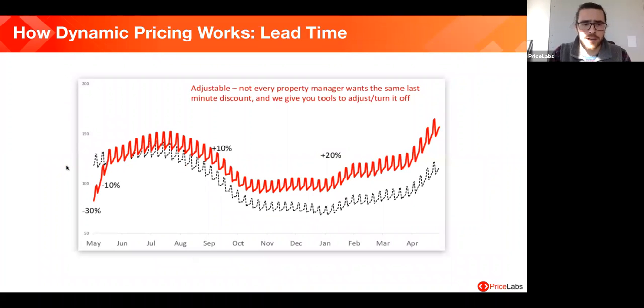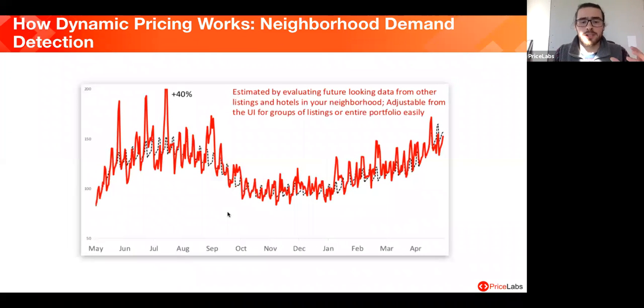Third, looking at different lead time trends. So what last minute discounts or far out premiums should be applied. And then finally, using neighborhood demand detection to really pinpoint those high demand dates in your market, where more people are booking in your specific location, so that we can automatically increase your prices when demand is high or automatically decrease your prices when demand is low here. With this event detection, this data gets updated on a daily basis. So we're constantly scanning all future dates to see what percent of your market is currently booked so that whenever demand starts to increase for far out dates, we know, hey, something's going on here. We're getting an abnormally high number of bookings. So let's start increasing your prices.